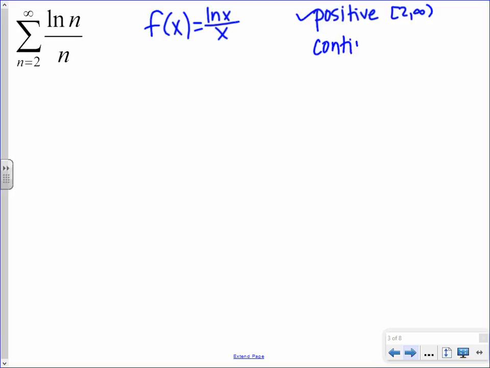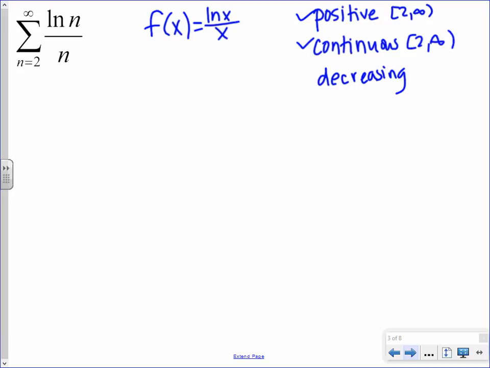Continuous. Is this a continuous function from 2 to infinity? Yep. If we included 0, it would not be continuous. Nope, just 0. Sorry, just 0. Then we have to think about decreasing. Best way to think about this is the derivative test, especially since there's that natural log there.